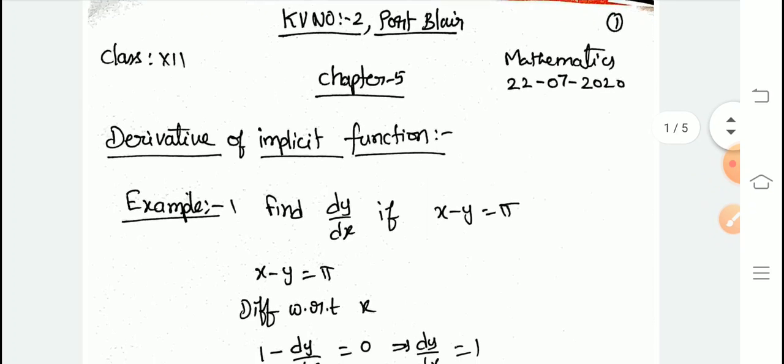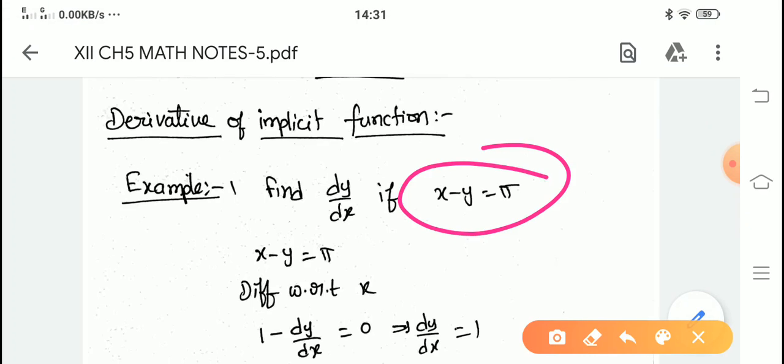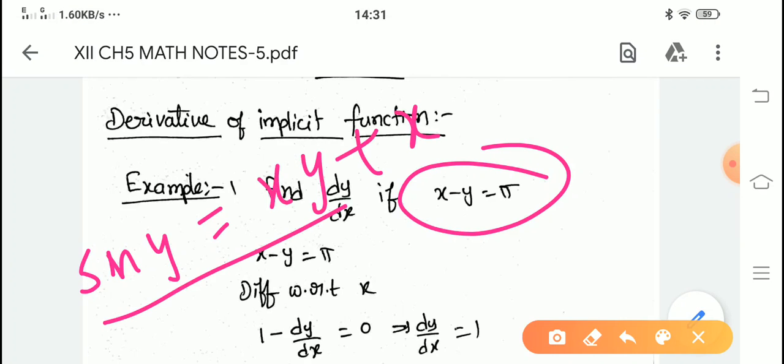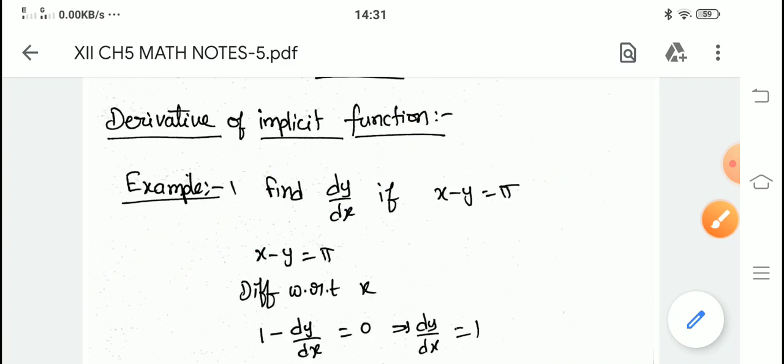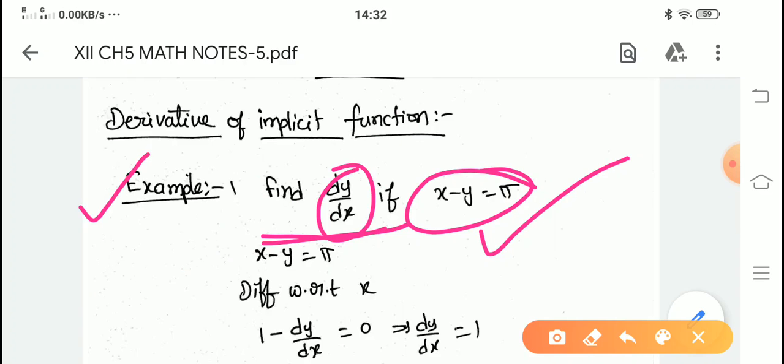You can see what an implicit function actually is. An implicit function means it is an equation we get in terms of x and y. For example, if I write sin y is equal to xy plus x, something like this, it is also an implicit function. So an implicit function involves both variables x and y. They give you an equation like this, and you will have to find dy by dx. Let's find the derivative of an implicit function using examples.